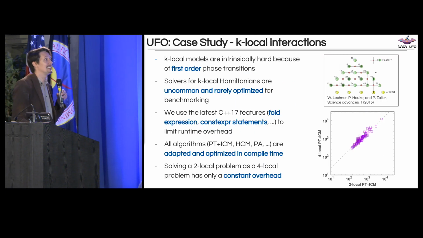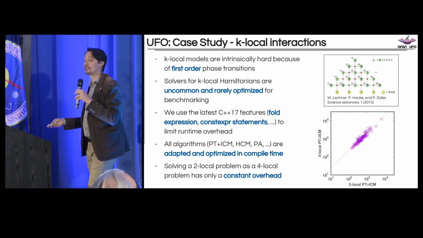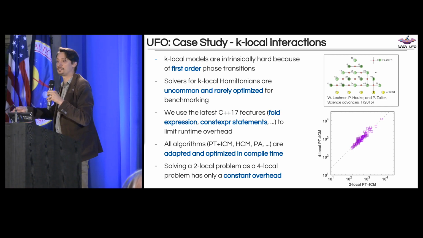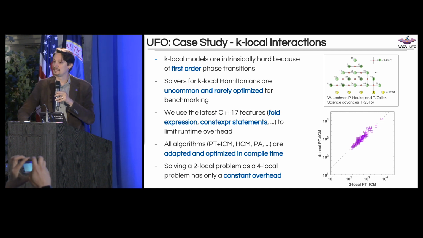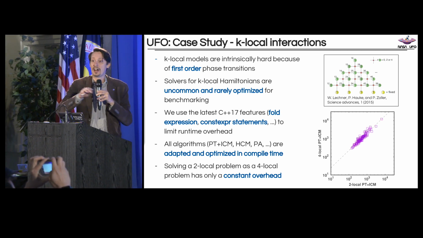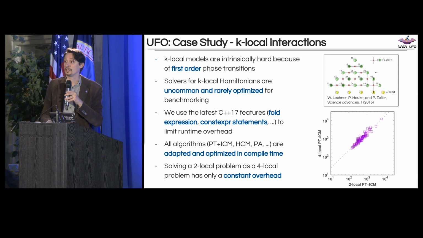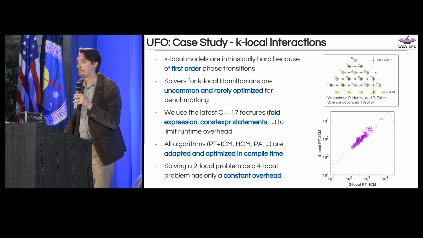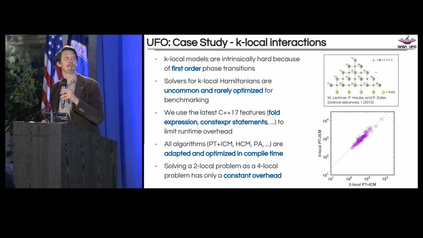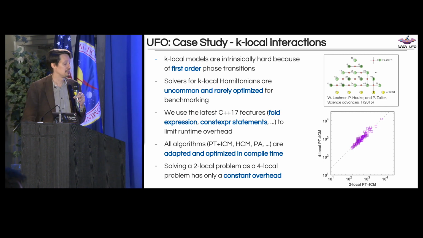The second case study is the K-local interaction. K-local interactions are important because they appear, for example, if you want to use a quantum annealer to optimize prime factorization, there are four local interaction terms in that Hamiltonian. Also, it's very used in this all-to-all architecture from Lechner, where there are only 4 local interaction terms.